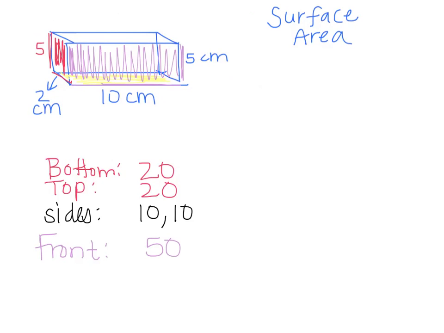So the front is 50, and the back also has an area of 50. Okay, so now all I need to do is put all of those together because it's the area of all the sides. That's surface area.